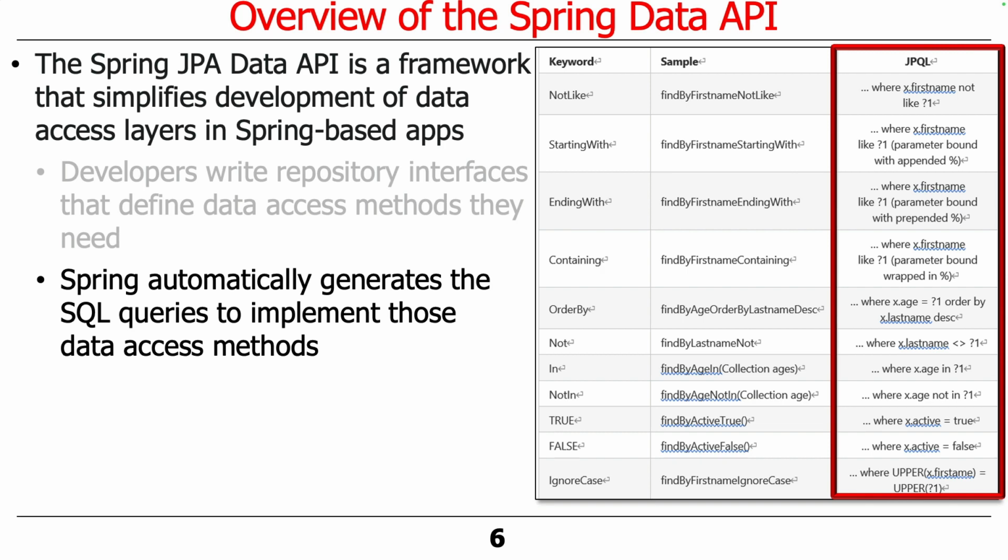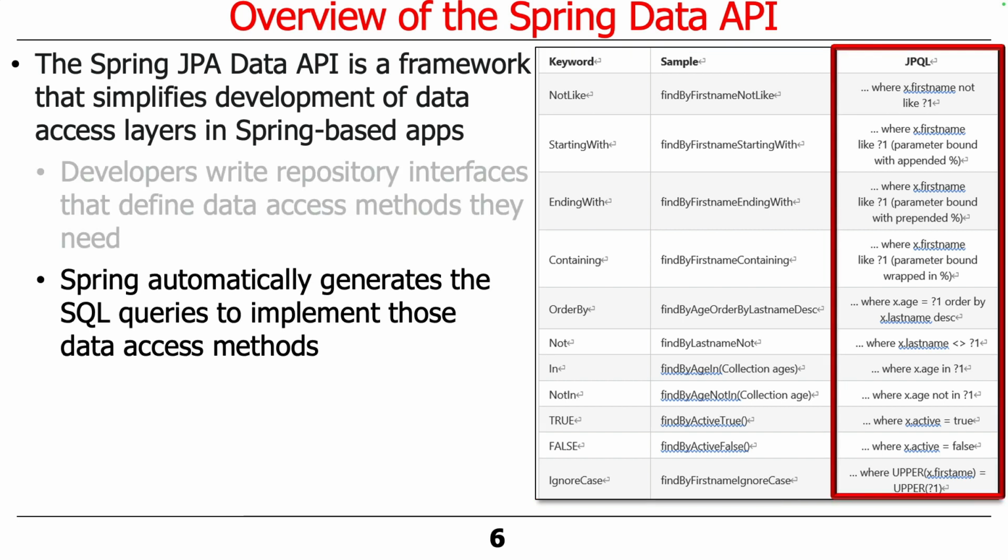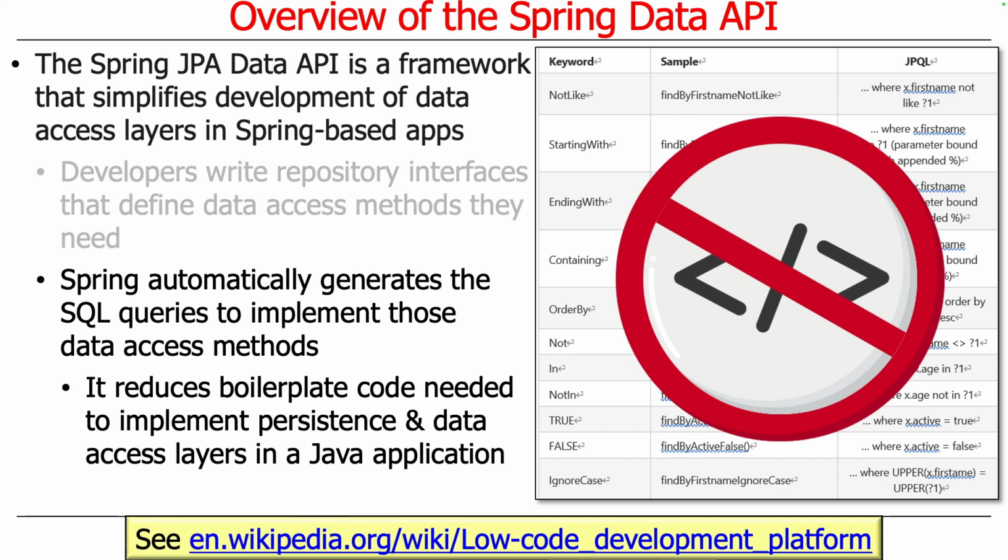As long as you can put together syntactically valid names of methods using these keywords, Spring's Data API will automatically generate the queries under the hood. So when those methods are invoked, they will end up querying against the underlying database tables. So super, super cool. Basically, it reduces the boilerplate code needed to implement persistence and data access layers in Java applications. So it's kind of a low-code-like way of doing things. You don't have to write a lot of code.